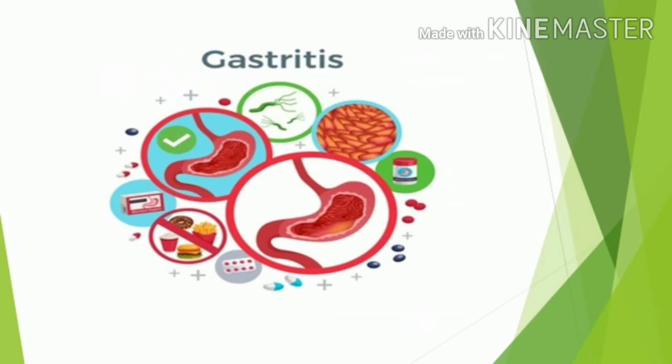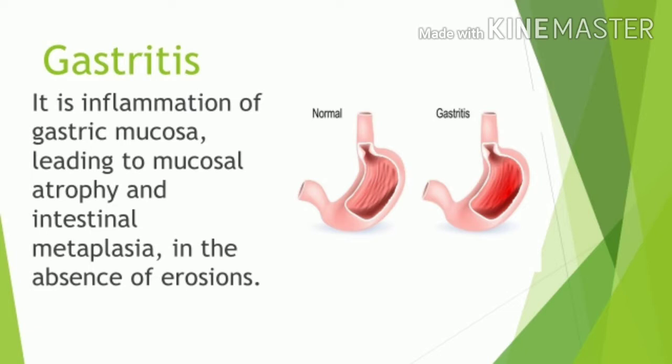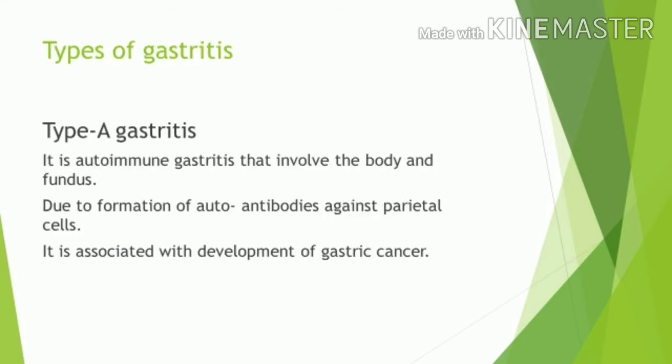Gastritis. It is inflammation of gastric mucosa, leading to mucosal atrophy and intestinal metaplasia, in the absence of erosions. Types of gastritis. Type A gastritis is an autoimmune gastritis that involves the body and fundus. Due to formation of antibody against parietal cells, it is associated with formation of cancer.